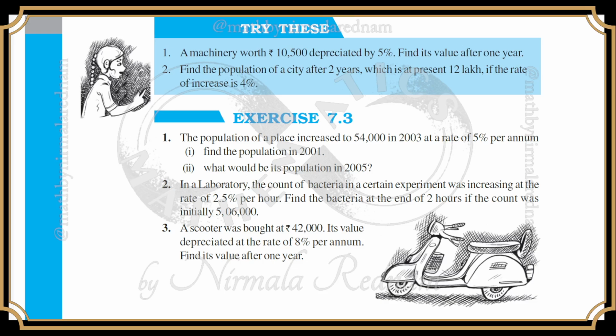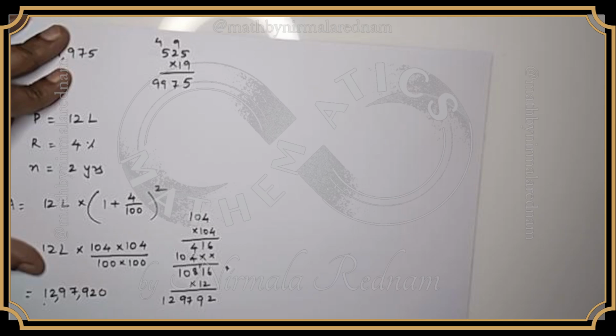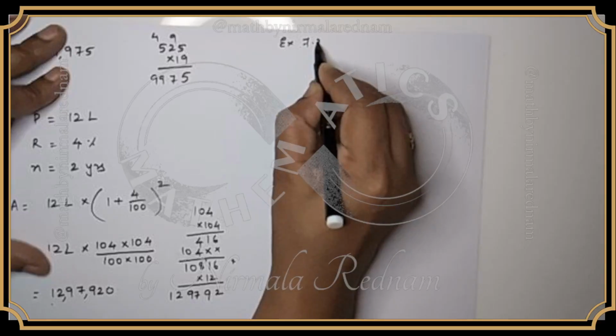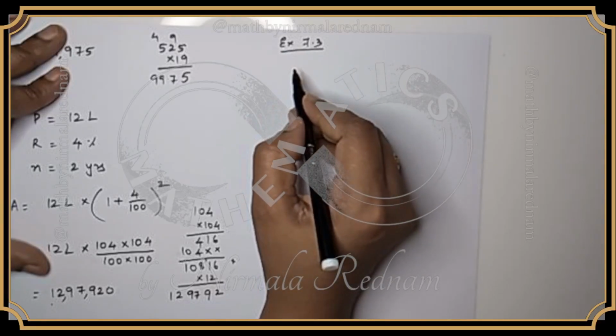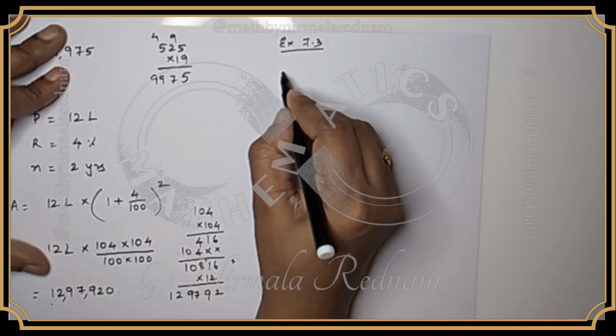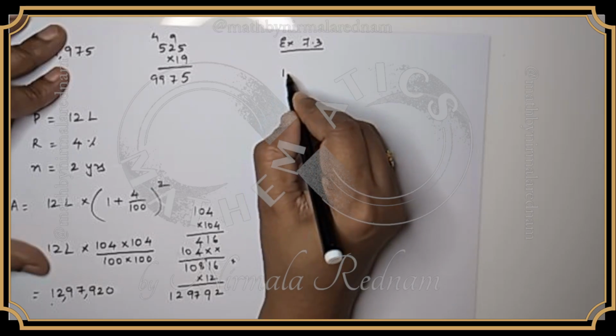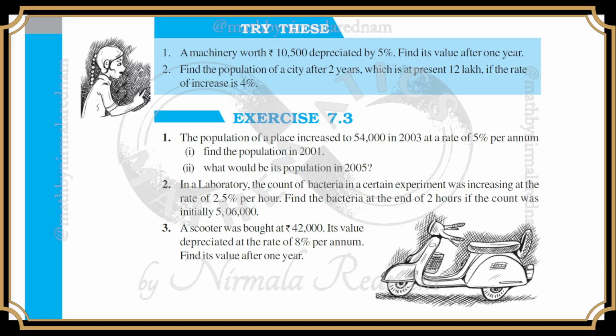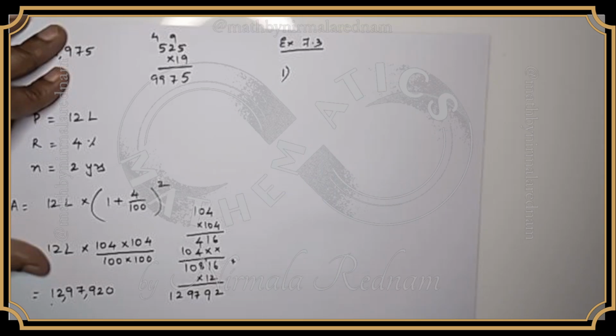The population of a place increased to 54,000 in 2003 at a rate of 5% per annum. Find the population in 2001. Now here there is a slight difference in the wording and the information given to us actually. They are saying that they are going to give us the population in 2003, okay, and which has increased since 2001 at the rate of 5% per annum.